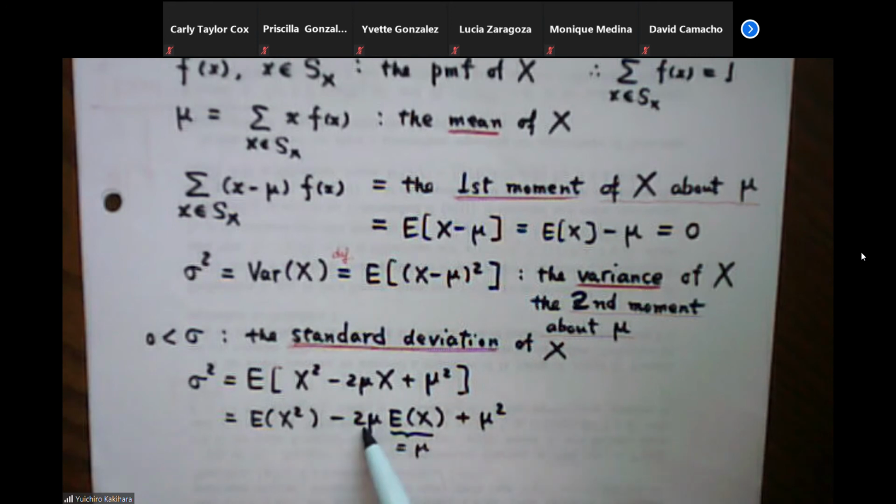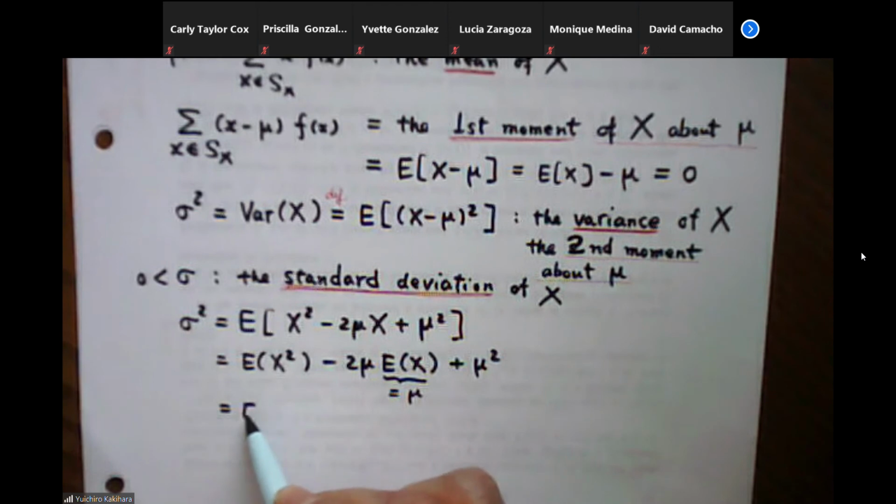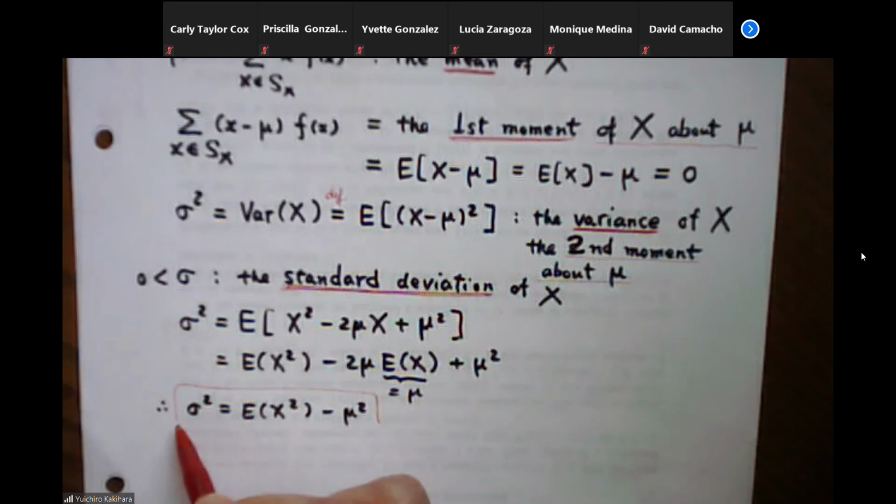Then negative 2 mu squared and plus mu squared. So that will be E of x squared minus mu squared. Okay, so this is our formula. Easy formula. Sigma squared is calculated as the second moment minus the first moment squared: E of x squared minus mu squared. This is an easy formula.